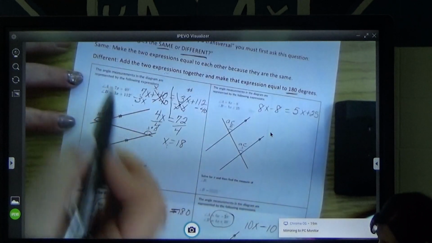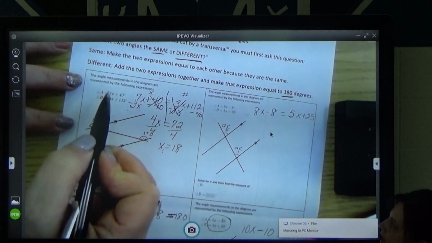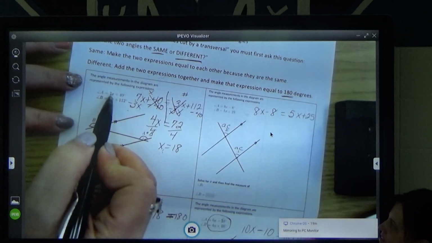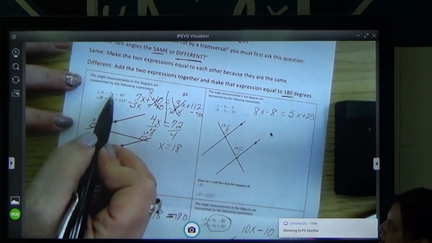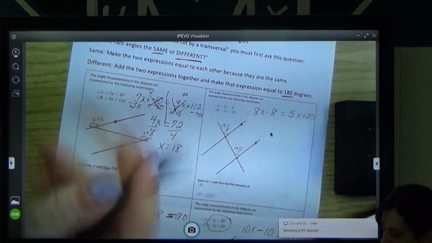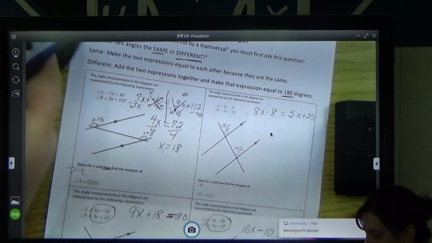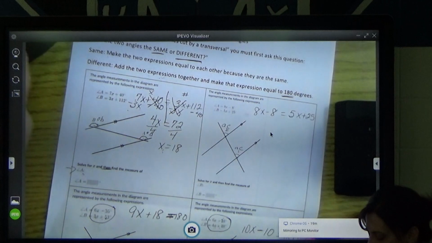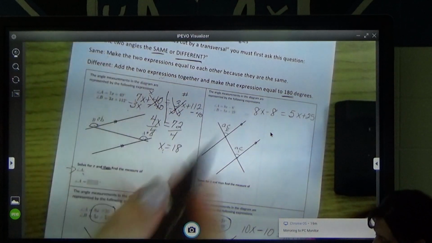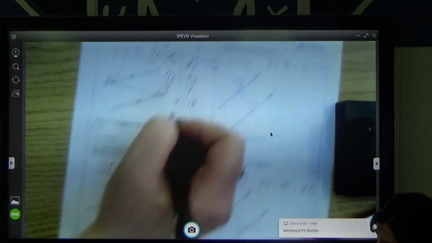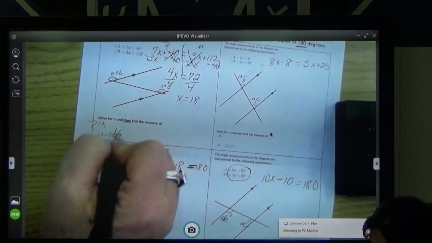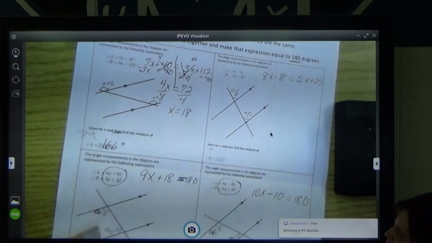So I need to come back up here and see what I know about A. I know that it's 7 x's plus a 40. 7 times x plus 40, and I know x is 18 now. So I want to do 7 times 18 added to 40, and now I get 166 degrees. So my angle A is 166 degrees, is what you will enter.